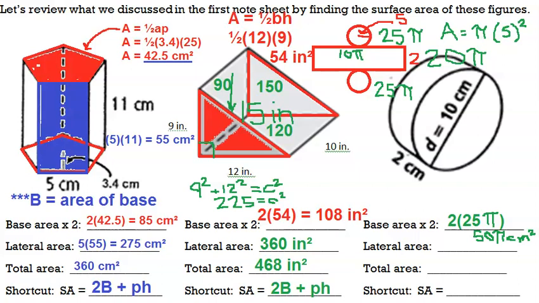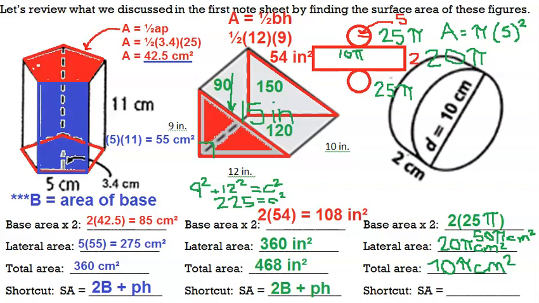Lateral area, we already figured it out, which is good. It's just that rectangle. I've had a lot of students in the past be like, well, really, that was it? They were expecting it to be worse. 20 pi centimeters squared. And then that means the total area would be 50 pi plus 20 pi, which would be 70 pi centimeters squared.